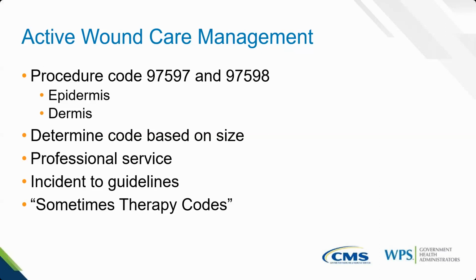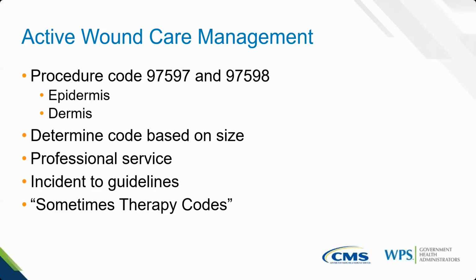These procedure codes are listed by CMS as what they call sometimes therapy codes. So this means that if the services are being provided by a physical therapist, an occupational therapist, then the therapy thresholds and the therapy modifiers would apply. Those therapy modifiers would be the GP, GO, GN. This would also apply if the MD or the DO or the DPM or a non-physician practitioner or an incident to service, if they're acting under a therapy plan of care as opposed to the practitioner's plan of care, then you would also need to include those modifiers.